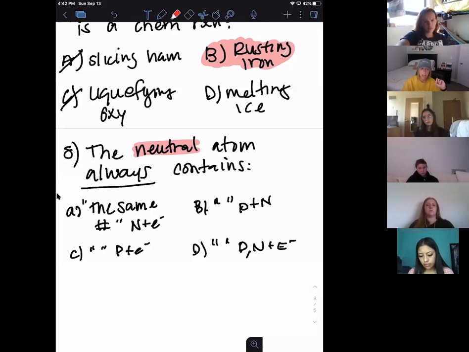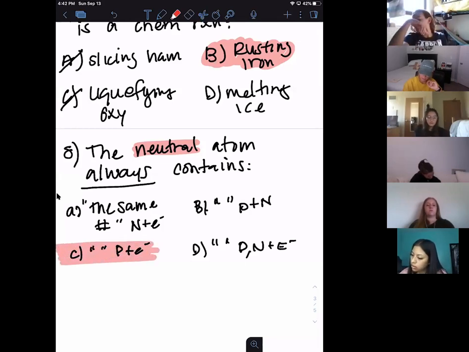Positive. Exactly. If I have the same number of neutrons and electrons, what type of charge do I have? Negative. Okay. So the only way for a neutral atom to be neutral is if it has the same number of protons and electrons.